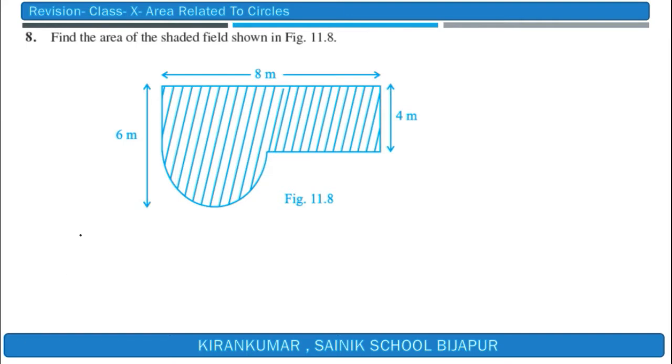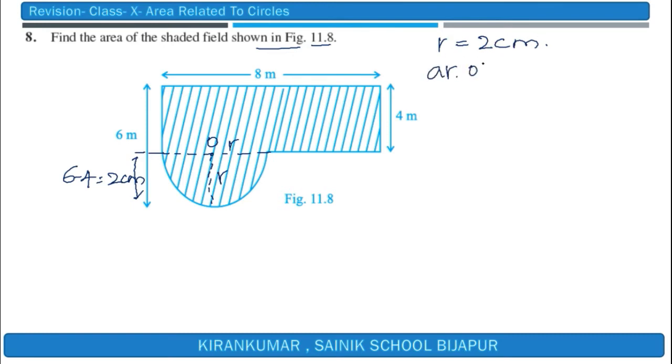Question number 8. Find the area of the shaded region or the shaded field as shown in the figure 11.8. We can make this figure into a rectangle plus a semicircle. For this semicircle, what is the radius that we need to find? Here the total length is 8 centimeter. From here to here, if it is 4, then from here to here it has to be 6 minus 4, which is 2 centimeter. So this particular thing is the radius. So I have found the radius. The radius is 2 centimeter.